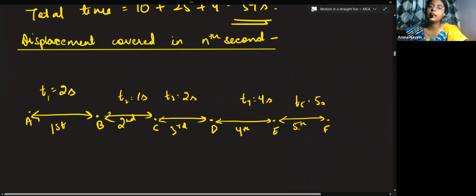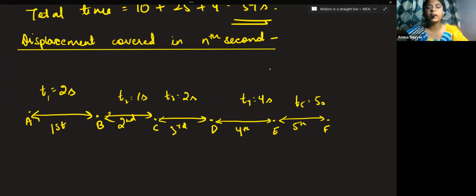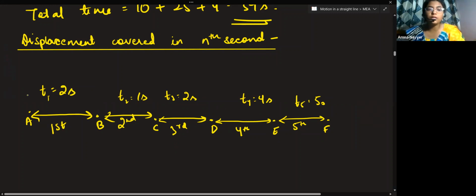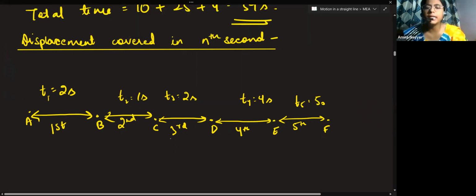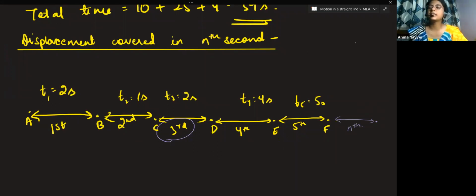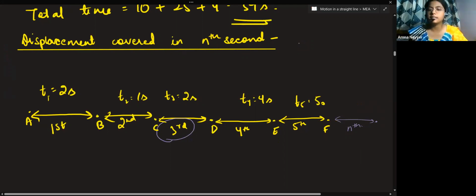Now, in the previous equations, when we were given a time duration or any time value, we used those values directly. Nth second means, for example, if I ask you to calculate the displacement covered in the third second, that is what is meant by nth second. These intervals are your nth. So displacement covered in nth second means only the displacement in that one interval, for example from C to D.